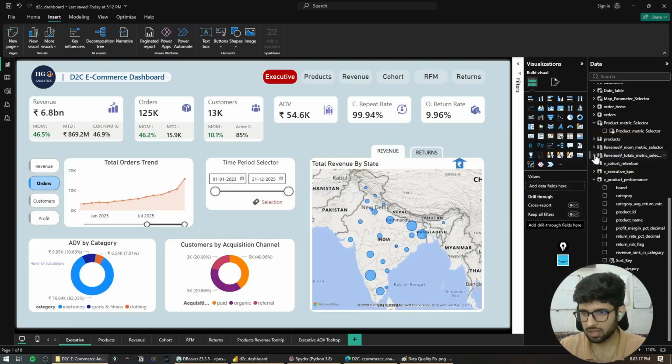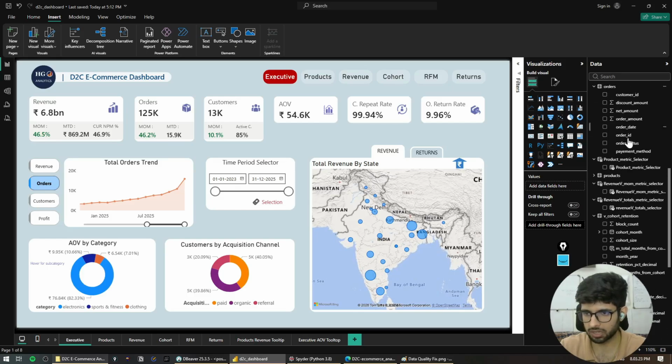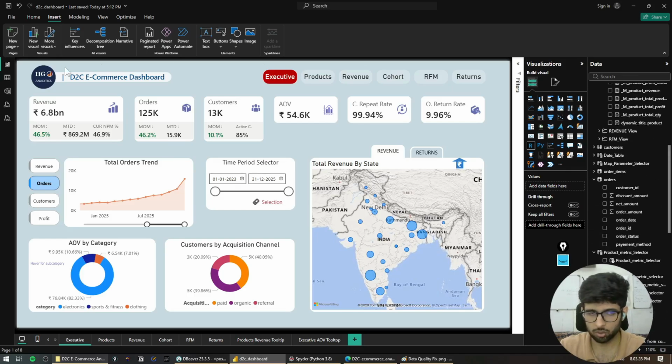In Power BI, you can see I have made multiple measures. So this was not a 3-day project. It took quite a lot of time. Lots and lots of measures I have created to construct this dashboard. Now let me walk you through this dashboard.